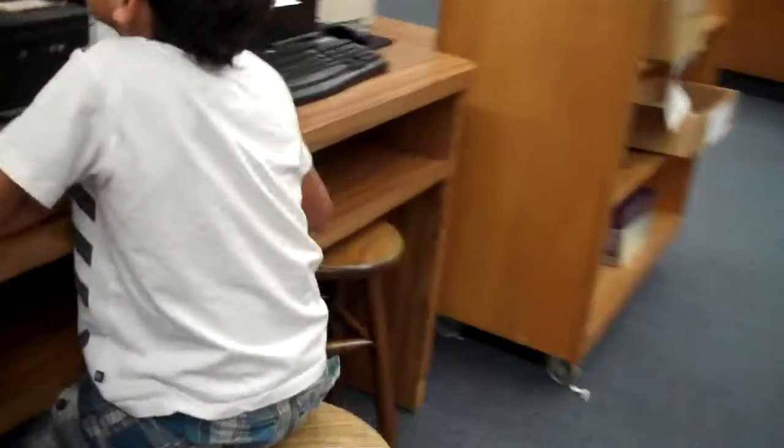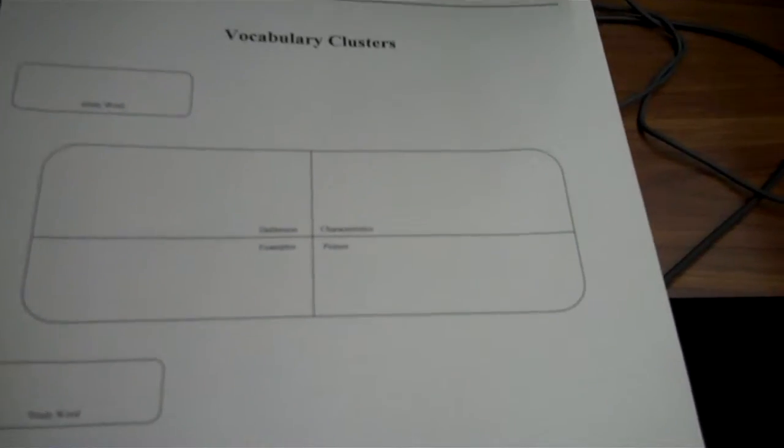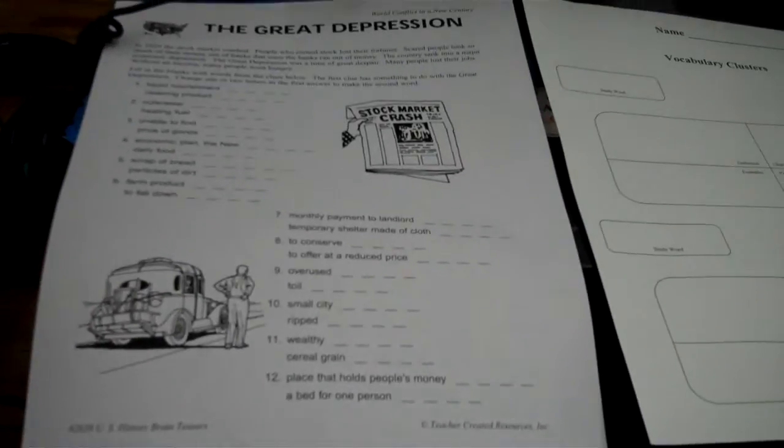Okay, and then I have station 4 over here, which is in-depth vocabulary study. Here are my directions right here. And in this, the purpose is to develop an understanding of important words in the 1930s era using the vocabulary model. It's called the Frayer model. It's a vocabulary cluster worksheet right there. Here are their vocabulary words right here.